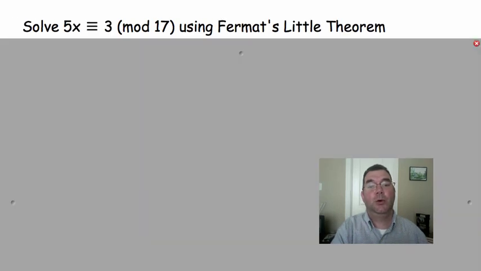All right. We can also use this for solving linear congruences, which we talked about a couple of videos ago. Solving 5 to the x is congruent to 3 mod 17.